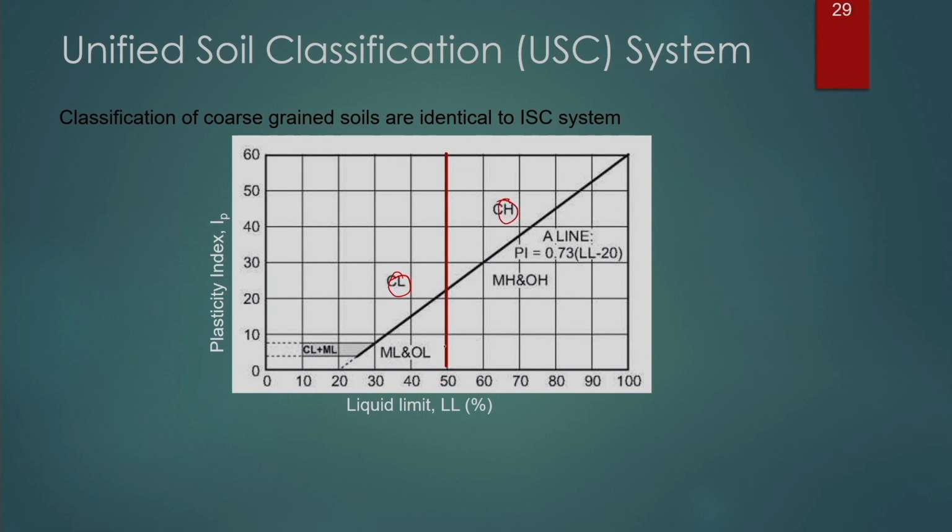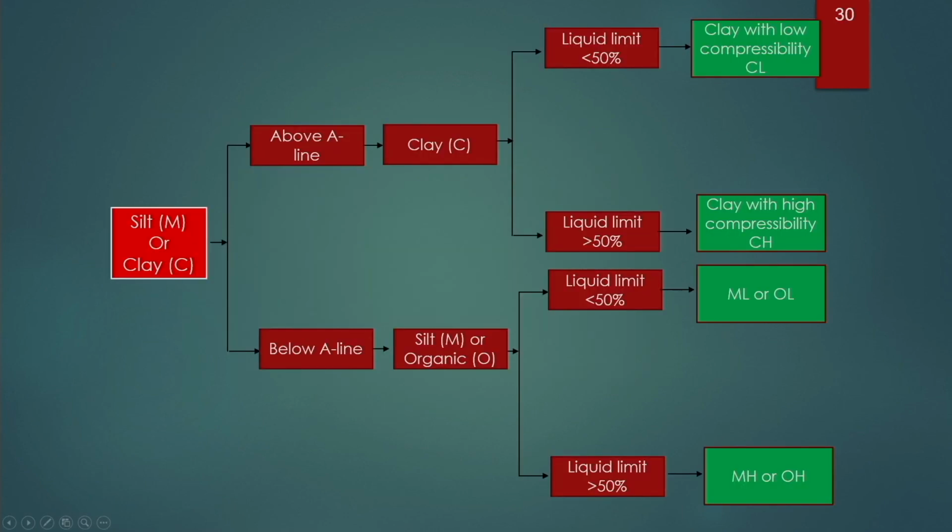If the liquid limit is less than 50%, the soil can be termed as low compressible soil. If it is more than 50%, it will be known as highly compressible soil. So, here we need to determine whether it is a coarse grained soil or fine grained soil. Let it be a fine grained soil, then we need to see whether it is above the A line or below the A line. If it is above the A line, it will be clay. If it is below the A line, it will be silt or organic soil.